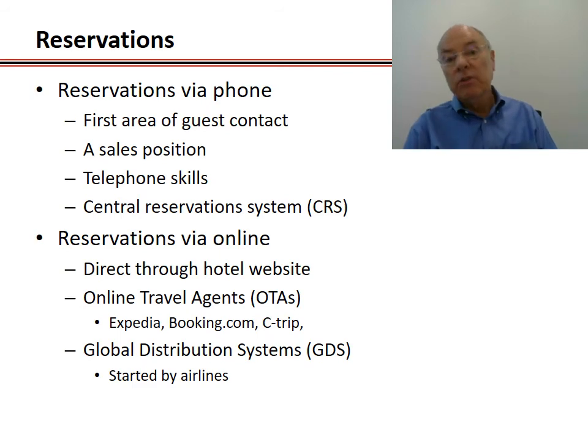And then you have global distribution systems. Now the global distribution systems were a computer system, essentially IT, created by the airlines. The airlines had their booking systems for booking their airlines, and they said, hey, we could create a method to be able to book hotels here. So today, a lot of the resources that you use in a hotel for your online availability to someone trying to find you actually gets routed through a global distribution system.